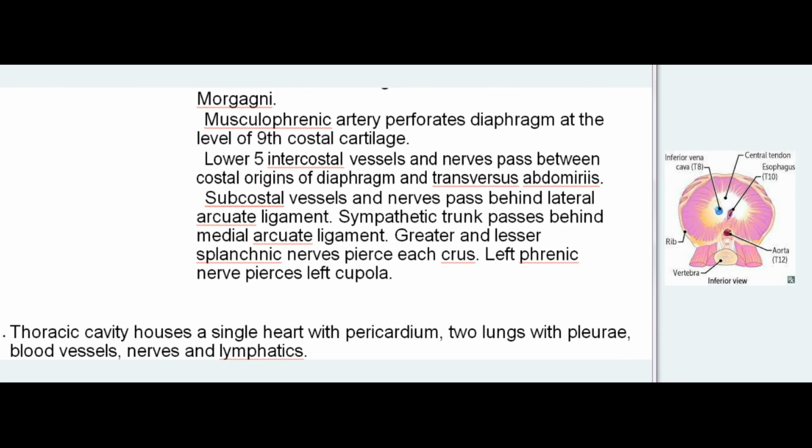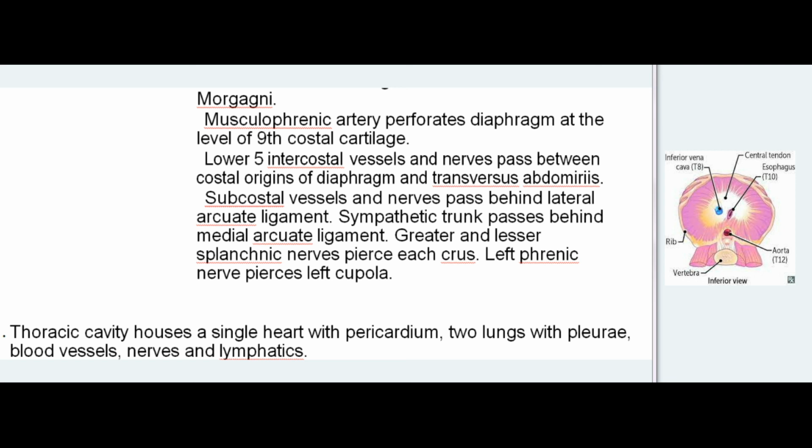Musculophrenic artery perforates diaphragm at the level of 9th costal cartilage. Lower 5 intercostal vessels and nerves pass between costal origins of diaphragm and transversus abdominis. Subcostal vessels and nerves pass behind lateral arcuate ligament. Sympathetic trunk passes behind medial arcuate ligament. Greater and lesser splanchnic nerves pierce each crus. Left phrenic nerve pierces left cupula.